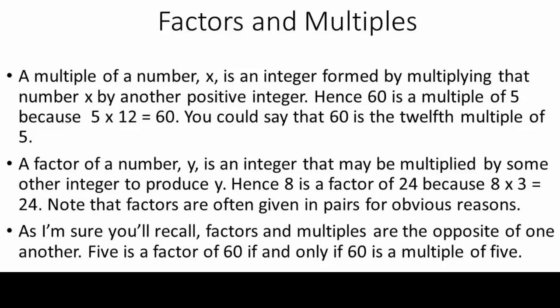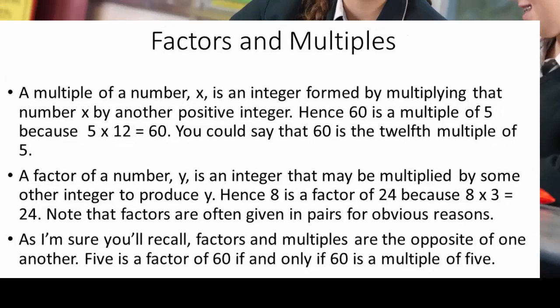Note that factors are often given in pairs for obvious reasons. A fairly typical GCSE question is: list all the factors of 20. Well, if you're going to list all the factors of 20, why not say, okay, we've got 1 and 20, we've got 2 and 10, and we've got 4 and 5. The easiest way to do it is to list them in pairs. Finally, it's worth noting that factors and multiples are the opposites of one another. 5 is a factor of 60 if and only if 60 is a multiple of 5.